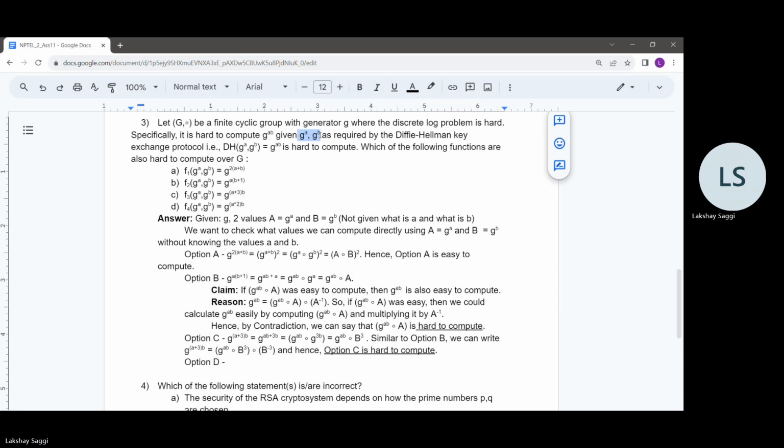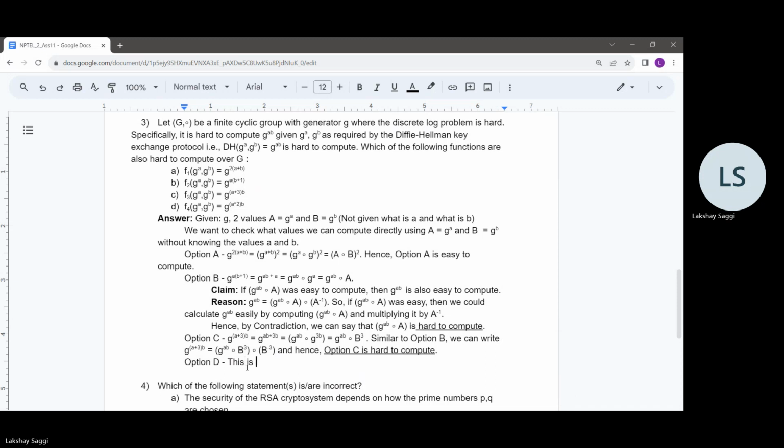But for values which are not linear combinations of A and B in the exponents, we won't be able to compute those using just G raised to the power A and G raised to the power B. So similarly here, if we write it as G raised to the power A square B, it will be something like G raised to the power AB raised to the power A. And we already don't know A, and we also know that G raised to the power AB computation is hard. So computing this value will also be hard.